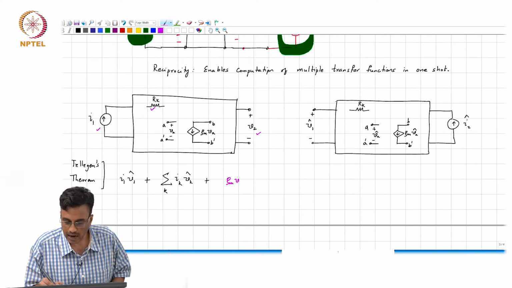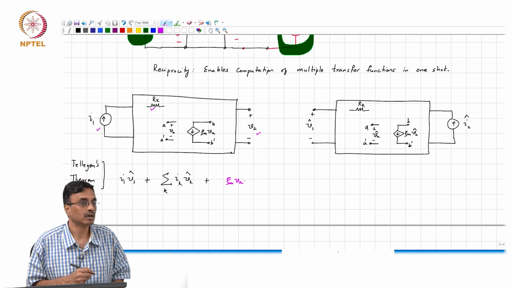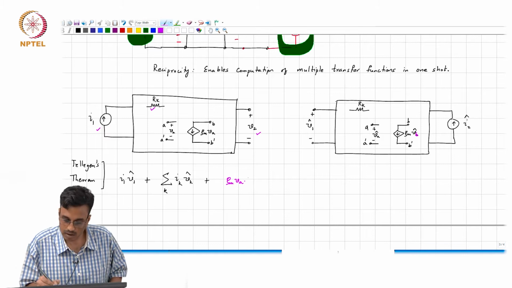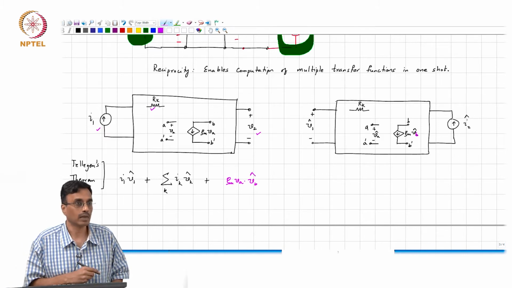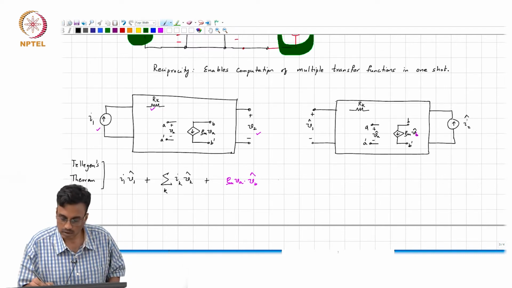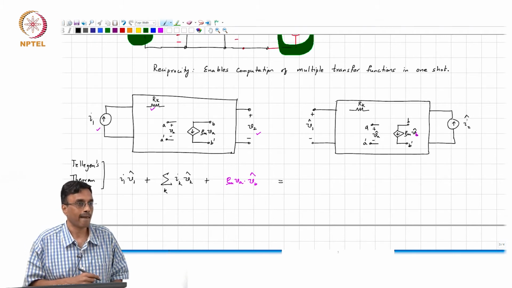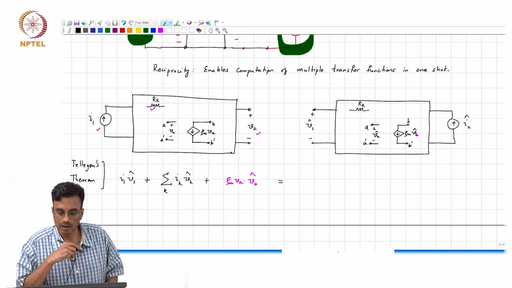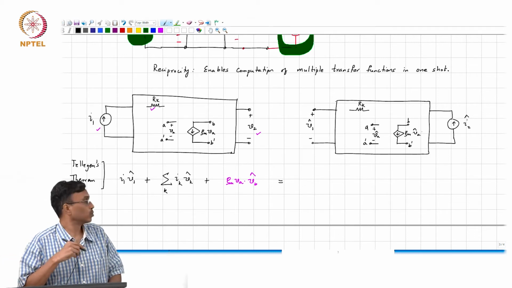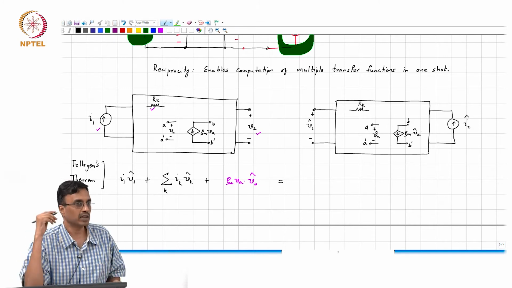Gm Va times Vb hat, that must be Vb hat, correct, and this must be equal to... sorry, thank you. Right. So, what is the right hand side of the equation?